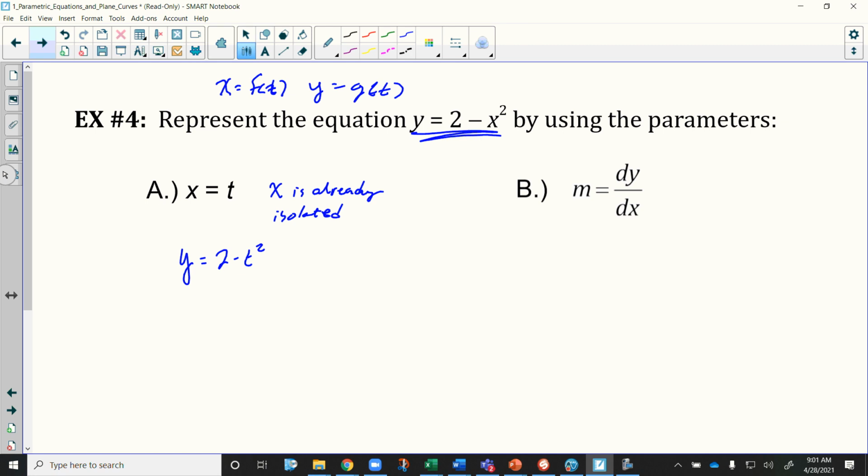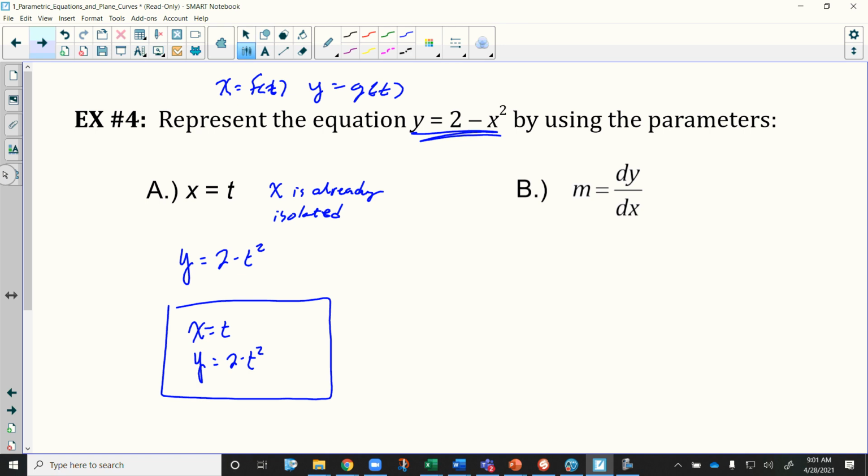So the actual parametric equation, the whole thing, is going to be just x is equal to t, and y is equal to 2 minus t squared. We didn't really have to do much in the way of algebra on that one. But that is what the parametric equation would be for example A on the left.